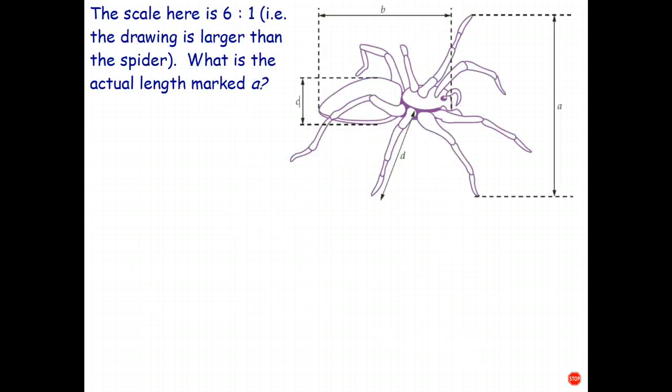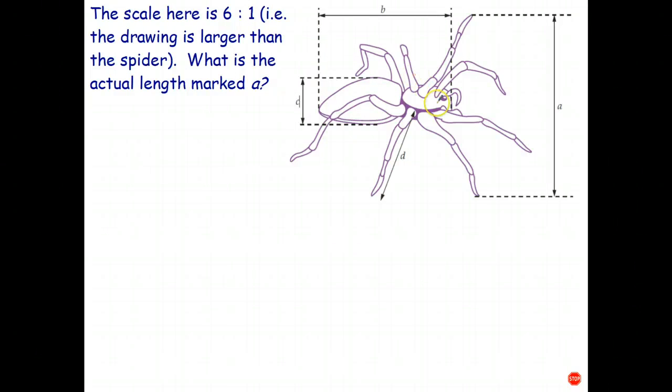Okay, the last one. Sometimes we actually have drawings where the drawing is larger than the actual object. So notice what happens when you do that. Instead of the one being first and the scale being second, it's the other way around. So in this case, the scale being 6:1 means that the actual creature, spider, I should say, the actual spider is only 1/6 as large as that.